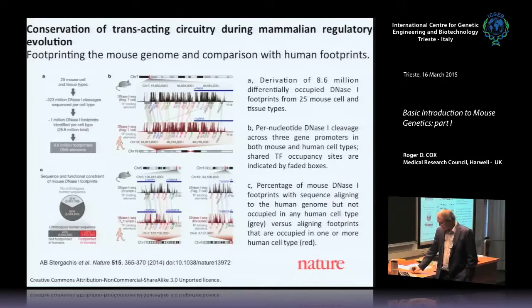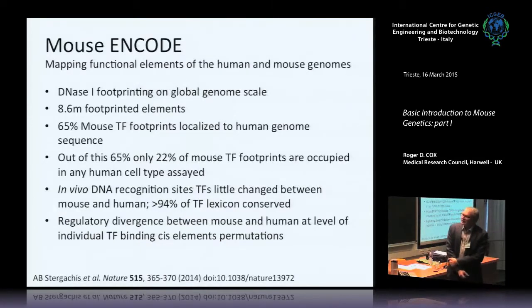So there's a mixed story here of conservation and differences, which you need to be aware of if you're using the mouse as a model, and in particular if you're looking at transcriptional networks, as we are. So that summarizes some of the data from that paper. Out of 65% of transcription factor footprints localized to the human genome sequence, only 22% are occupied in the human cell type assays with the transcription factor.